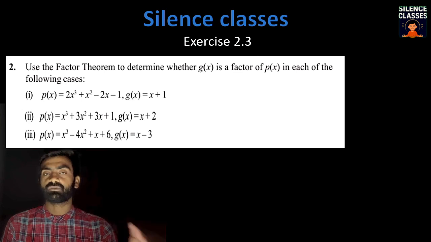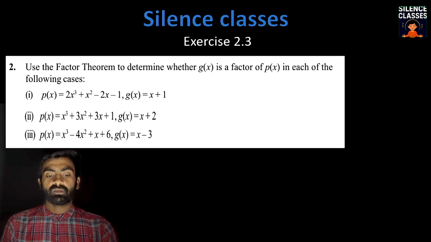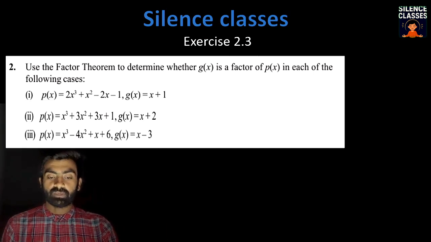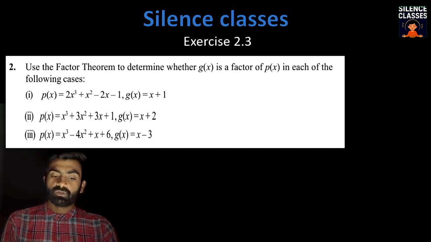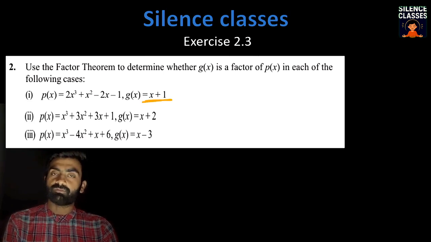Next question, let's do question number 2. Let's check what the question is saying. Using the factor theorem, determine whether g(x) is a factor of p(x) in each of the following cases or not. So we have to find out whether g(x) is a factor of this p(x) or not. In the same manner, we first have to find the value of x, then put the value of x in p(x).